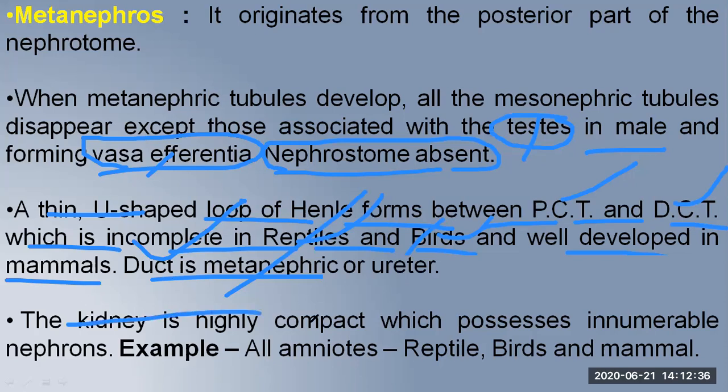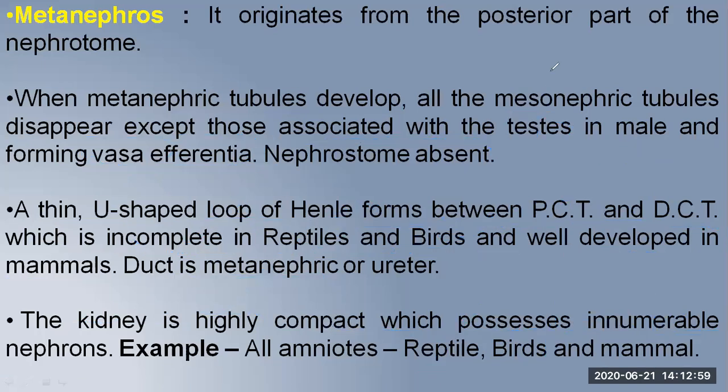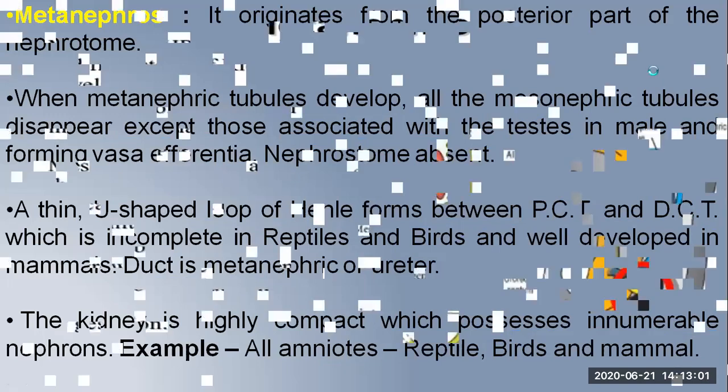The kidney is highly compact, and possesses innumerable nephrons, meaning a large number. In the case of the human adult kidney, about 10 lakh, 1 million nephrons are formed. So here they have innumerable nephrons, and it is found in all amniotes, basically reptiles, birds and mammals. So this is the metanephric kidney, which is found in the higher vertebrates.